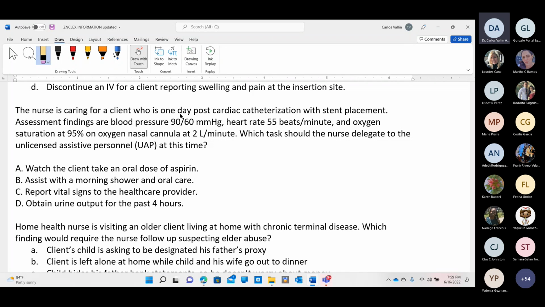The nurse is caring for a client who is 1 day post-cardiac catheterization with a stent placement. Assessment findings are blood pressure 90/60, heart rate 55, and oxygen saturation 95, which is normal, no? Saturation of oxygen 95 or more, on nasal cannula at 2 liters per minute. Which task should the nurse delegate to the UAP, to assistive personnel, at this time? A: watch the client take an oral dose of aspirin; B: assist with a morning shower and oral care; C: report vital signs to the healthcare provider; D: obtain urine output for the past 4 hours. Which one do you think is the best activity to delegate to the CNA?